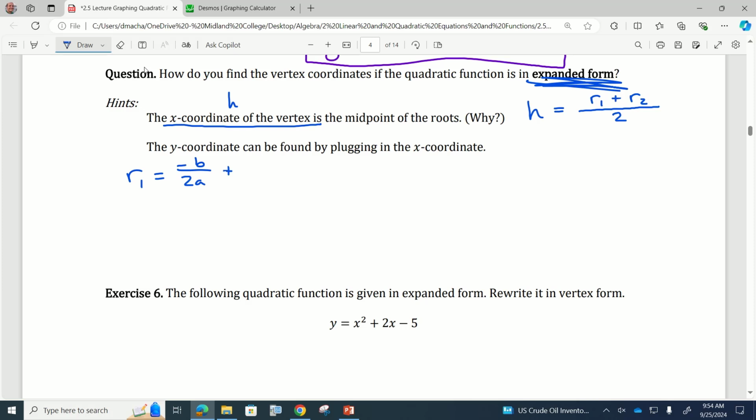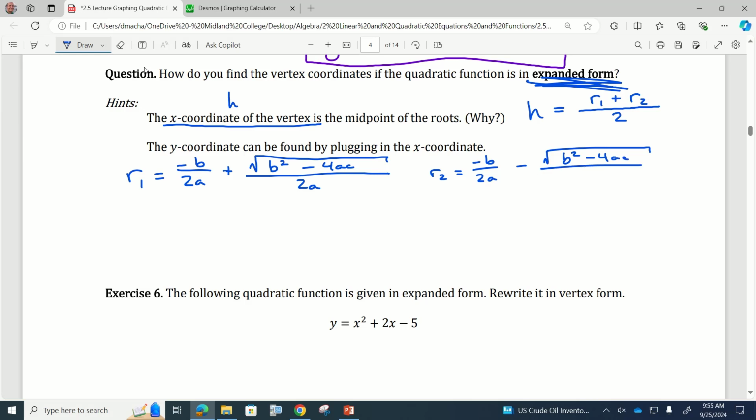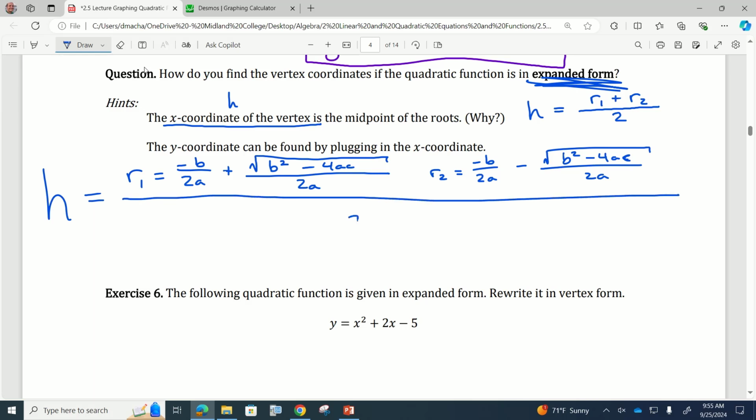We'll say R1 is the root I get by taking negative b over 2a plus the square root of b squared minus 4ac over 2a. And then R2 is going to be the other root, which is negative b over 2a minus the square root of b squared minus 4ac over 2a. The difference is I did plus on one side and minus on the other. So let's say those are the definitions of my roots. And now I want to calculate h, which is the first root plus the second root divided by 2. Okay, so I'm going to add together these roots.